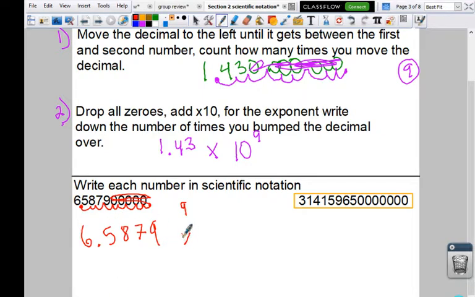Then I'm going to go times 10, and I put that exponent on the 10, and it's the same as what I counted over. Is it always going to be 10? This piece right here, this number will always be 10, yeah. So every single problem is going to have times 10. This number in front is going to change, and the exponent's going to change.